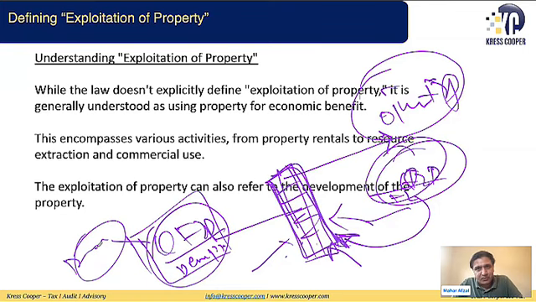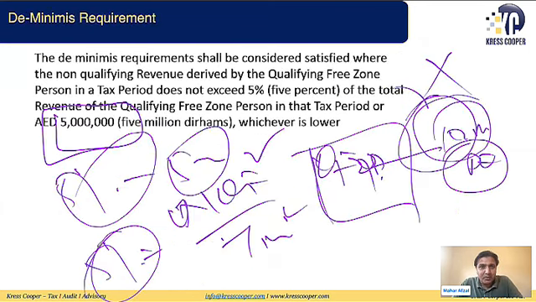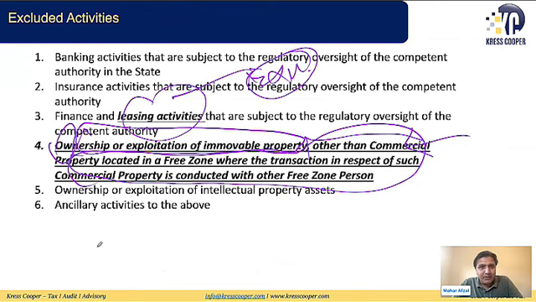Tower is within the free zone. The invoice is being issued in the name of another free zone person. So the law is asking: this is an excluded activity. Leasing, ownership and exploitation of immovable property. Exploitation of immovable property is an excluded activity.